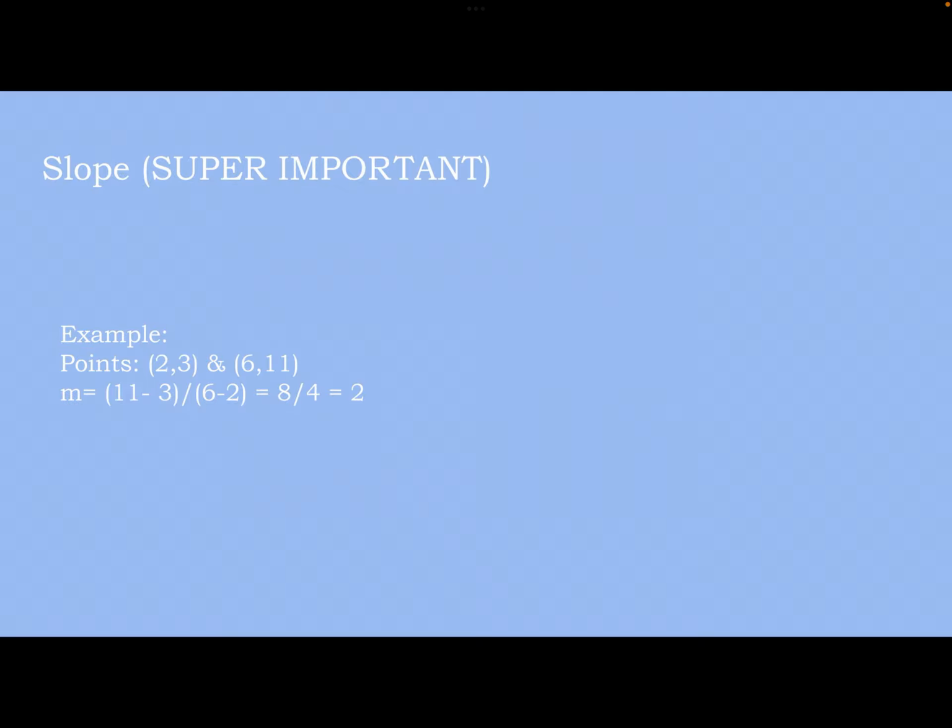Slope. This is super important. This is a key point in algebra and will be on the Regents a bunch. So the formula is m, which is the slope, equals y2, that's your second y value, minus y1, that's your first y value, divided by x2, which is your second x value, minus x1, which is your first x value.